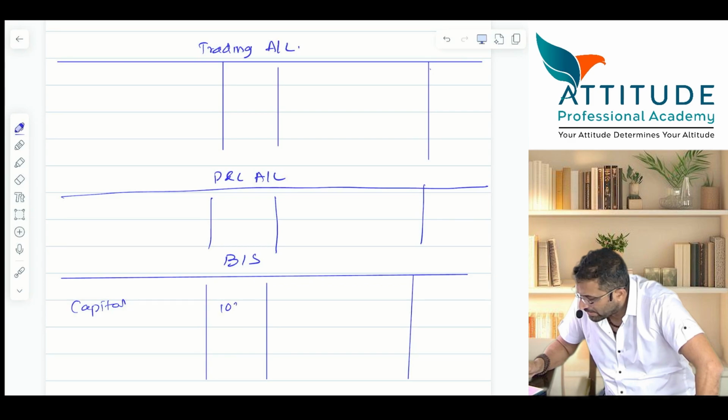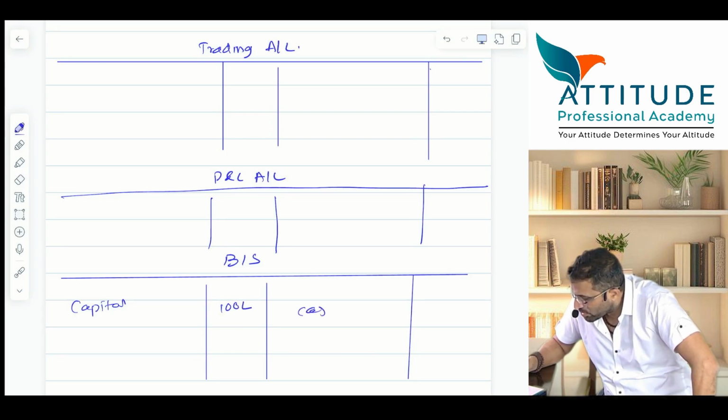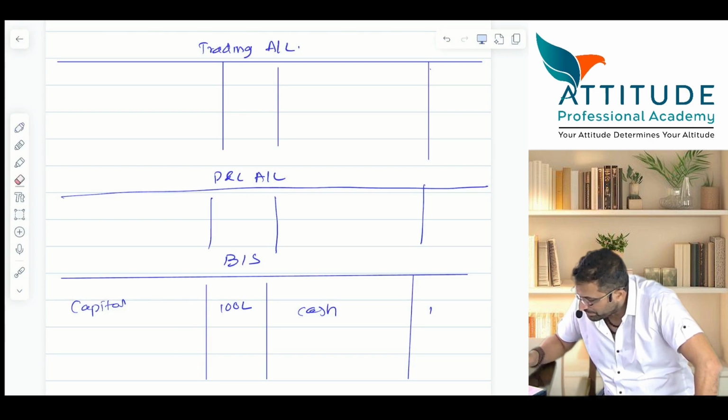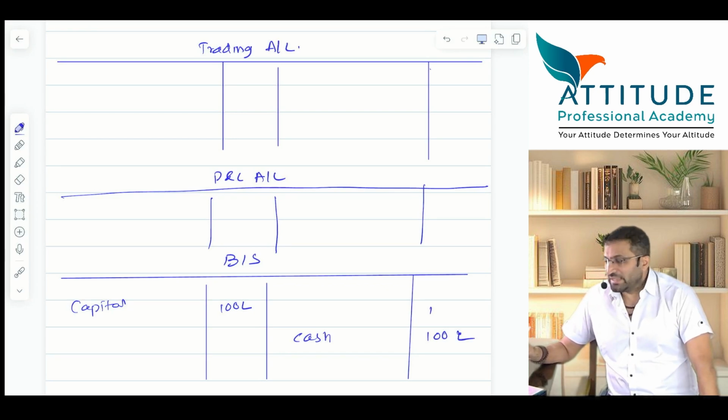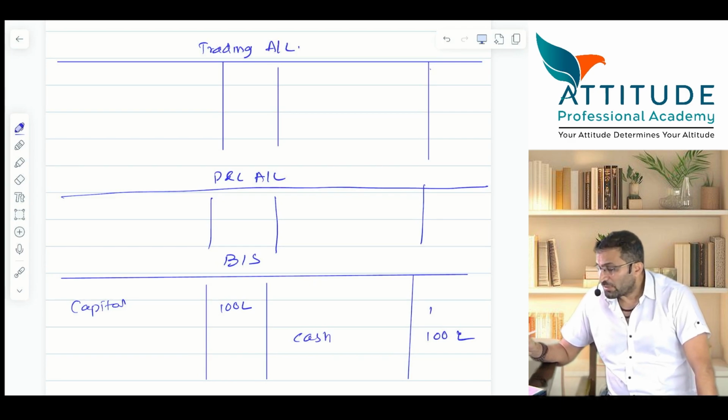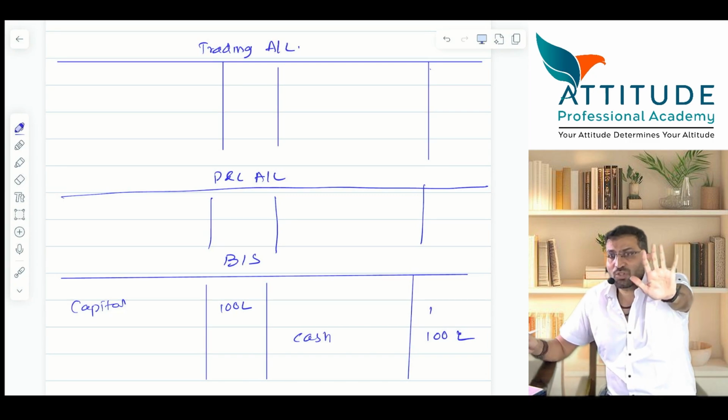Capital will go up by 100 lakhs and cash will also go up by 100 lakhs. All of you agree? 100L, 100L. Now with this cash, you purchase stock worth rupees 60 lakhs. Okay, I'll put it like this. Purchase goods for cash. During the year you have purchased goods for cash 60 lakhs.